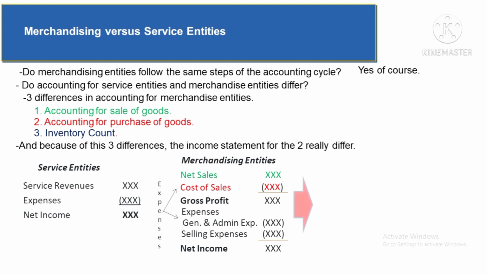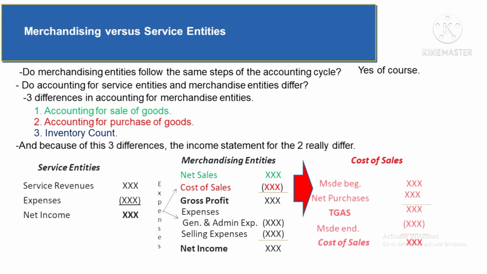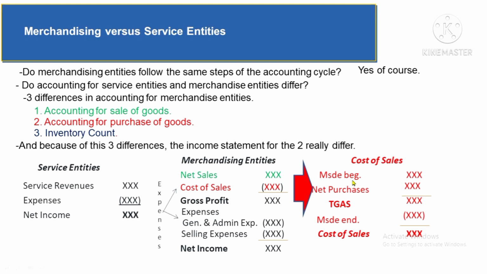But there's more. The cost of sales can be computed using this. So we have the merchandise inventory beginning or the unsold goods in the last period. So you add the net purchases for the current year and you will get the total goods available for sale, which is very literal in meaning.